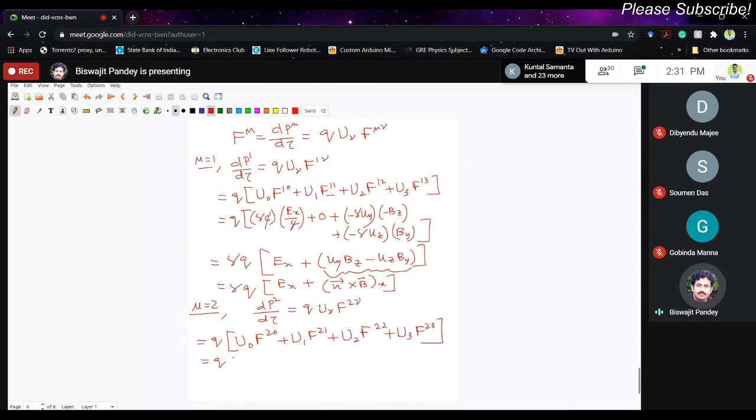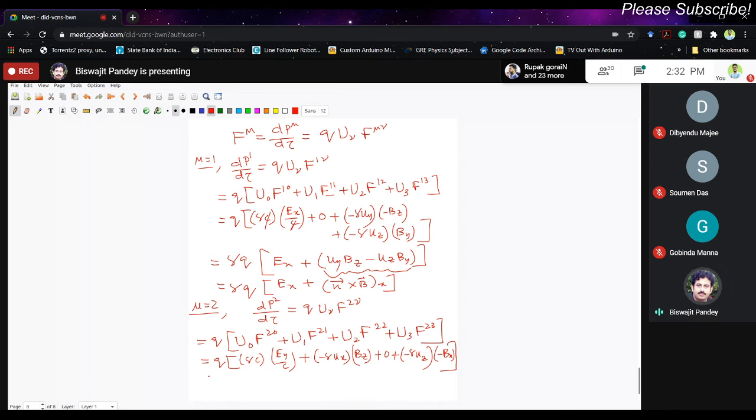Again let us put the values. q u0 is again as usual gamma times c, f20 will be, f02 was minus ey by c, so this will be plus ey by c. Okay, u1 is minus of gamma ux and f21 is bz. This is 0, diagonal term. The last term will be minus of gamma uz, u3 covariant, so minus, and then f32 was plus of bx, so this will be minus of bx.